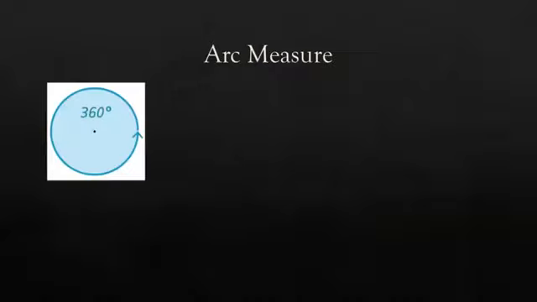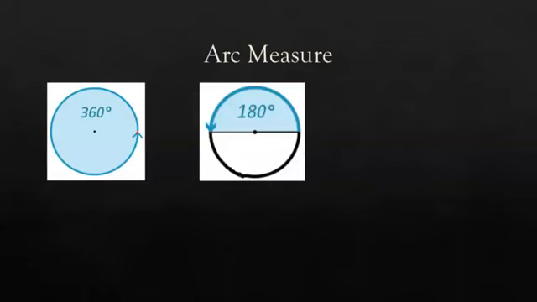How do we measure arcs? Well, arcs have degree measures just like angles do. A full circle has a measure of 360 degrees. So from one point all the way around the circle back to that same point is going to be 360 degrees. So what do you think a semicircle is going to measure? Remember, the semicircle is exactly half the circle. So its measurement should be cut in half. That's right. A semicircle is 180 degrees.